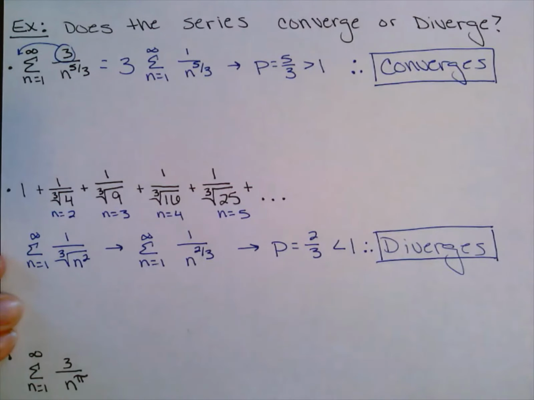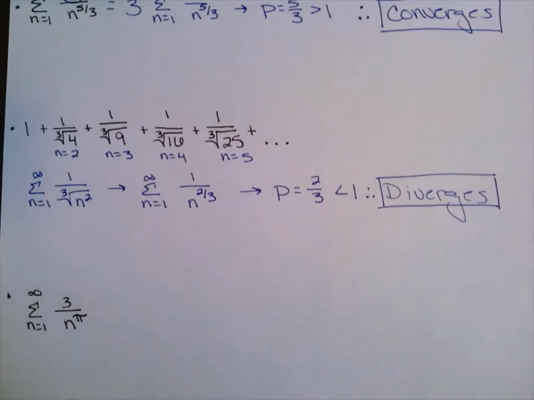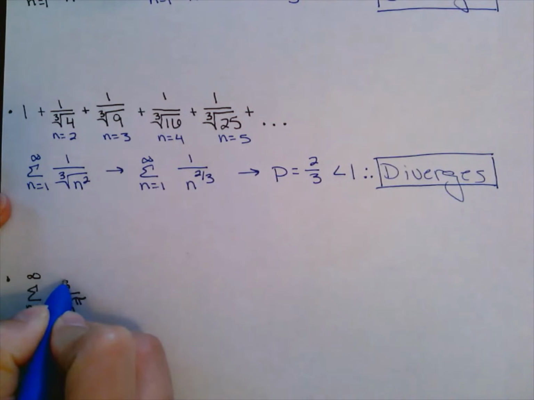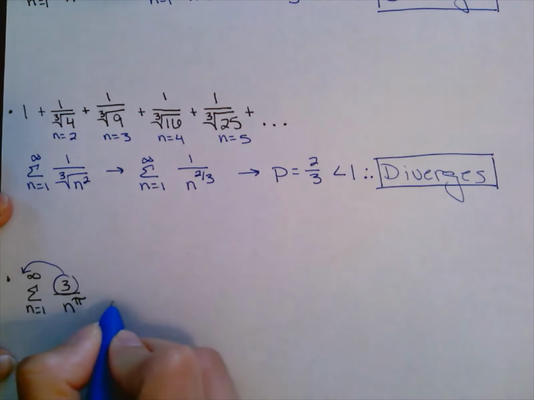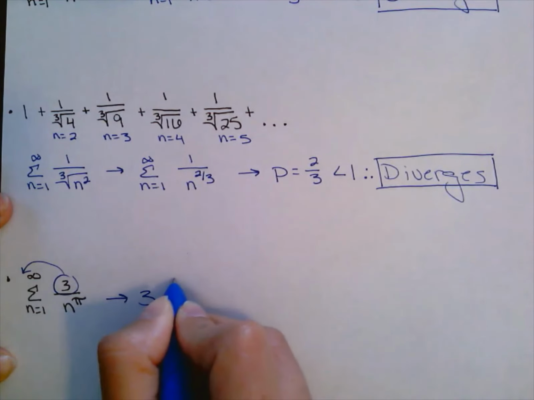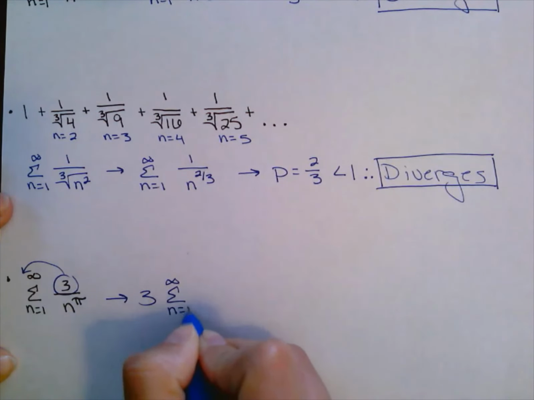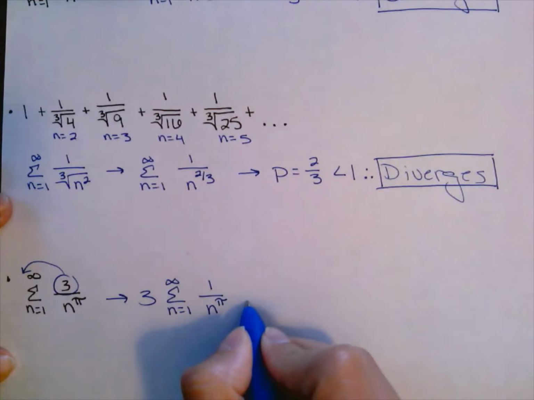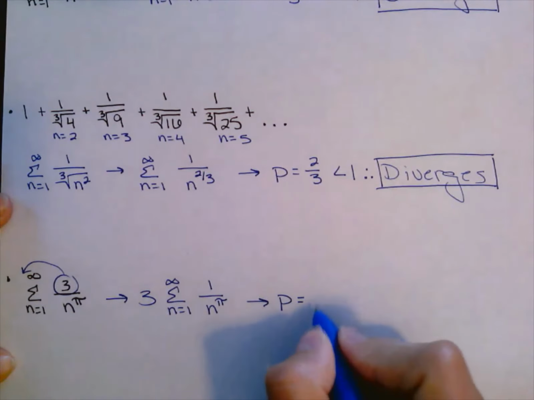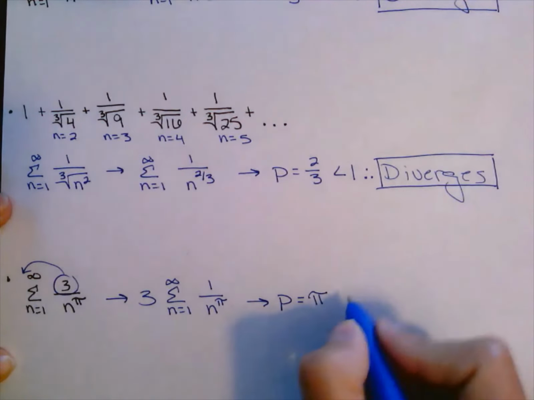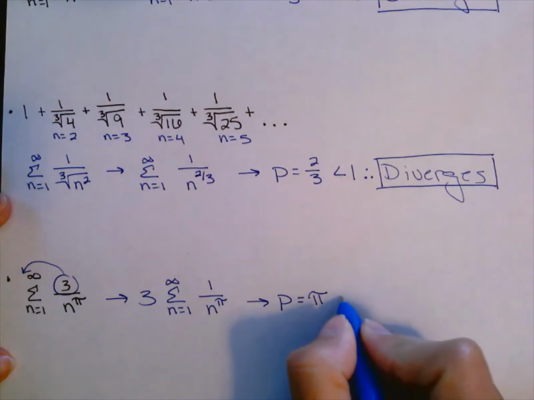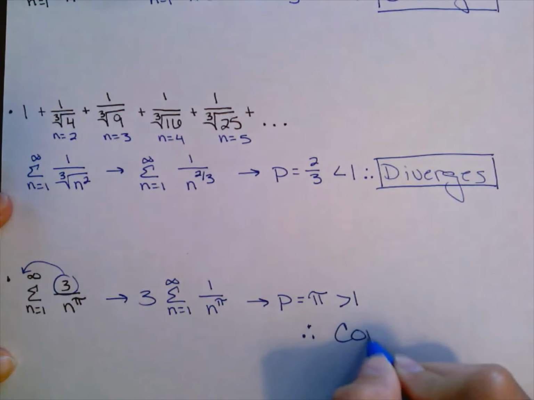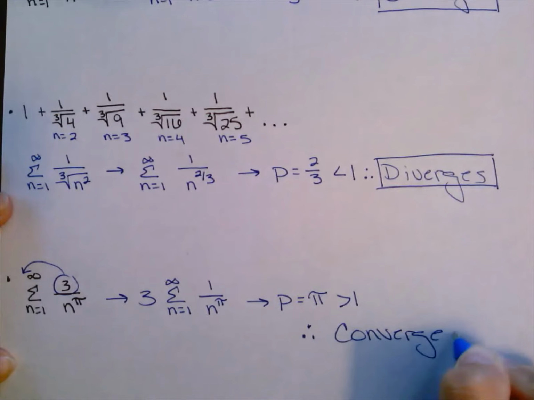All right. And let's move on to our last question. So similar to the first, I don't have a 1 in this numerator. So I can move this to the front and say 3 times the infinite series of 1 over n raised to pi. So in this case, my p is pi. All right. Pi is 3.14. It is a number that is bigger than 1. Therefore, this series converges. And you're done.